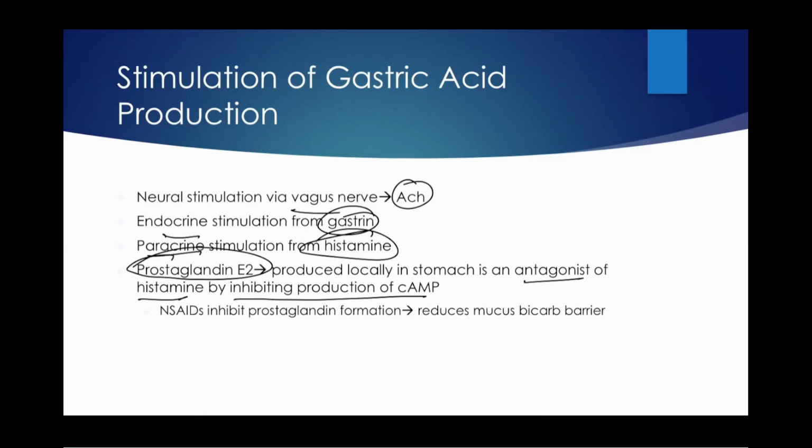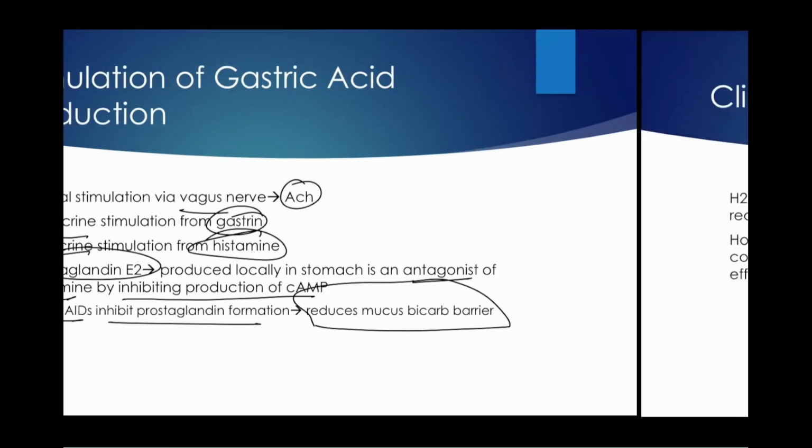So NSAIDs inhibit prostaglandin formation, which reduces our mucus bicarb barrier, making it easier for acid to hit the wall. That's why people who take ibuprofen for long periods of time, Motrin, like 4 times a day, every day, over time will start getting some acid problems, like gastritis, because the prolonged use of NSAIDs reduces the amount of prostaglandin E2 and reduces the mucus barrier, which is your defense, so you make it easier for acid to hit the stomach. So that's what prostaglandin E2 is.